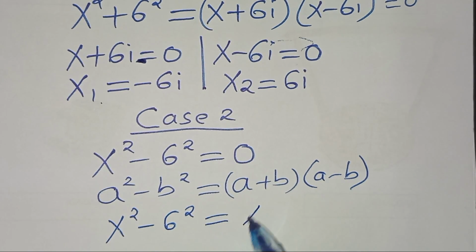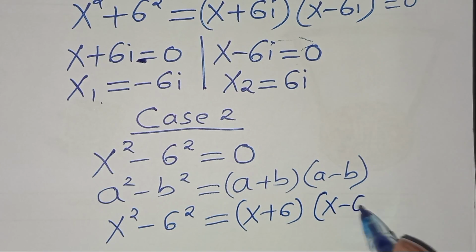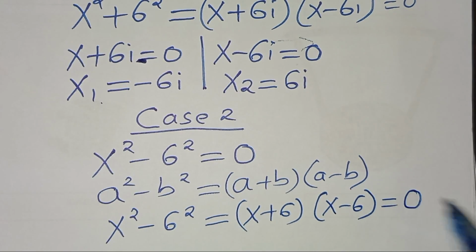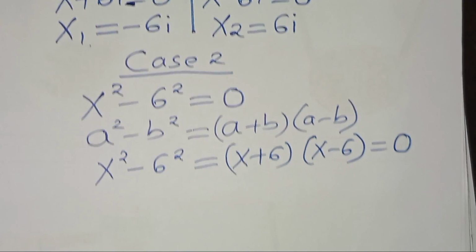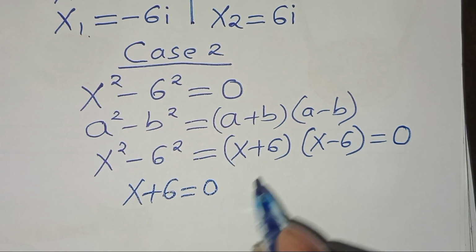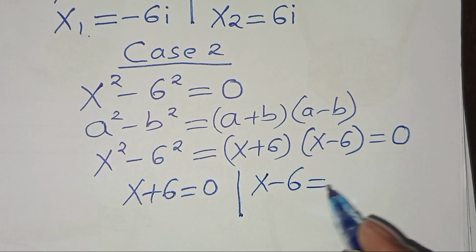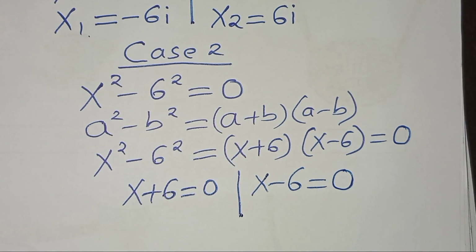This can be expressed as (x + 6)(x − 6) = 0. And therefore, we have that x + 6 = 0 as the first part, and we have that x − 6 = 0 as the second part.